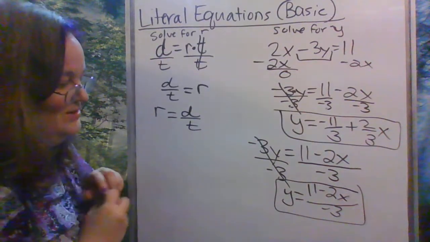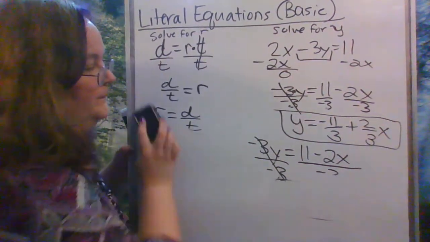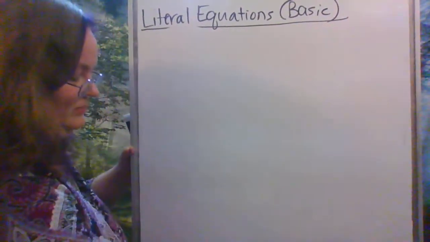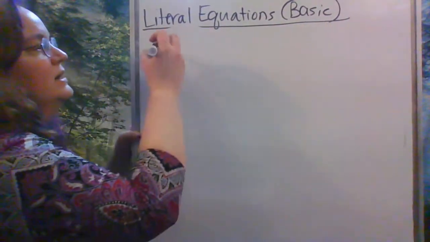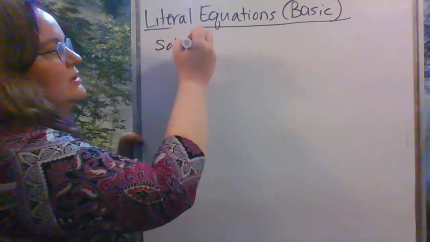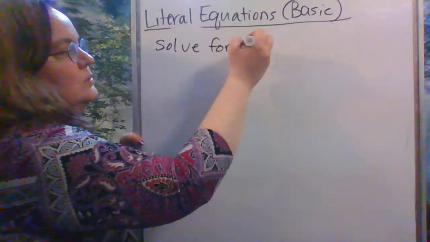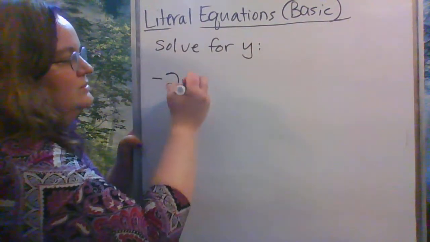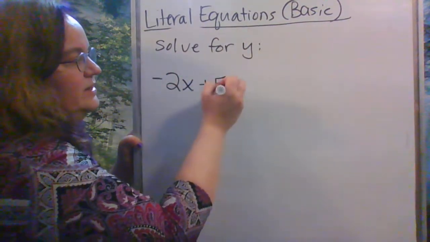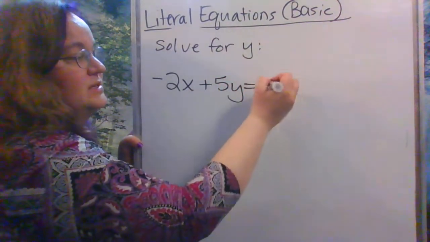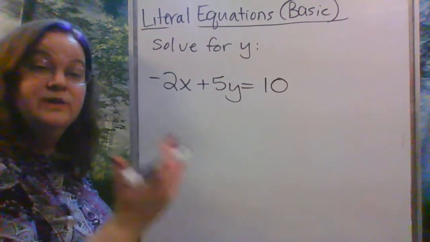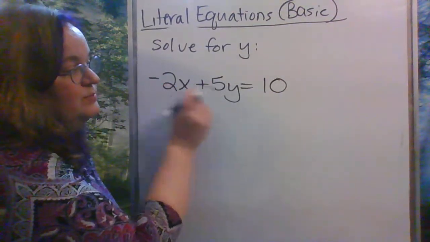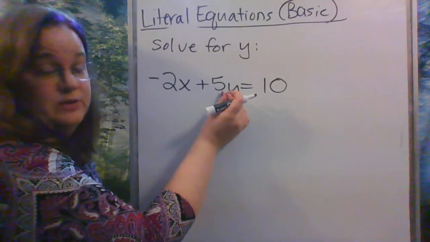So let's take a look at another example. So let's say I wanted to solve for y again. Okay, so if I've got negative 2x plus 5y equals 10, okay? If I want to solve this, again, I've got to get rid of the plus part before I get rid of the number that's multiplied with y.